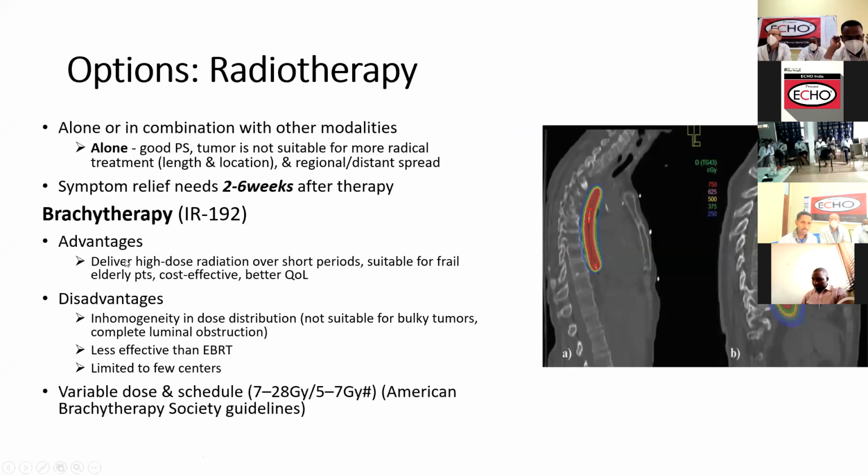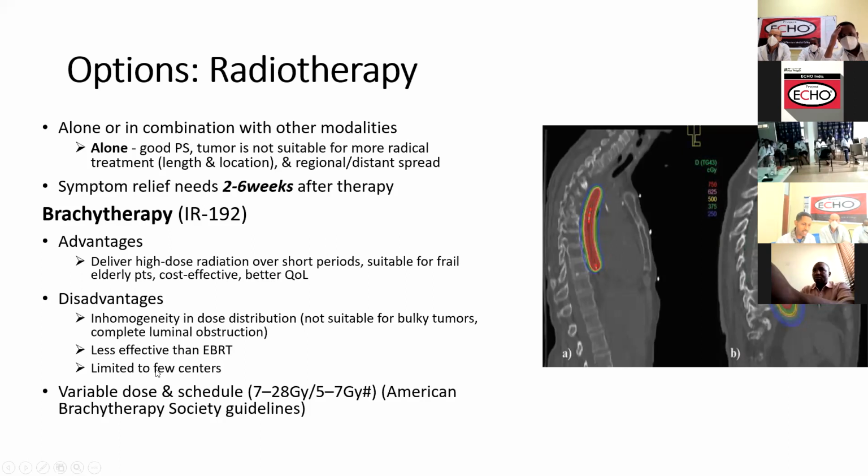The advantage of this modality of radiotherapy is it can deliver high doses, as high as 28 grays in different fractions over a short period of time, and it is usually suitable for elderly patients that are too frail to accept any other management, and it's cost effective compared to the other modalities of treatment. For better quality of life, we can use brachytherapy. But dose homogeneity is a bigger problem when using brachytherapy, and it is less effective compared to external beam radiotherapy.